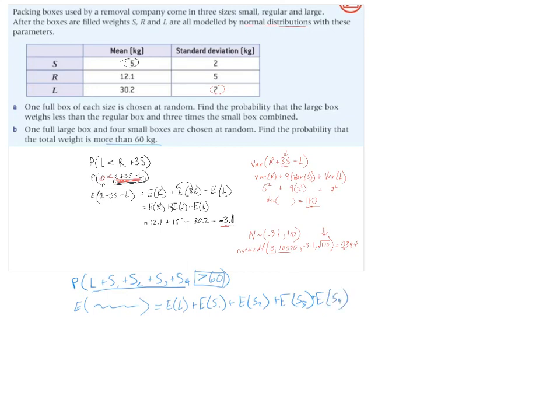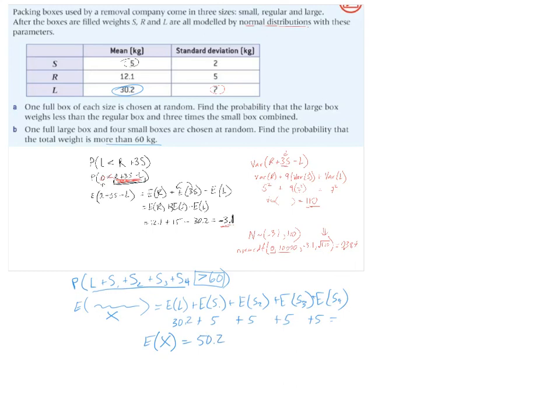We know that the large box is 30.2, and then each of these is 5, which gives us an expected value for our shipment. I'm going to just call that X. The expected value of X is going to be 50.2.